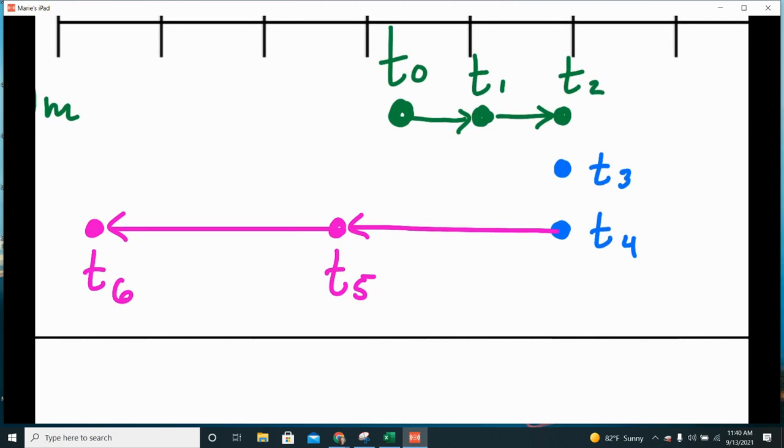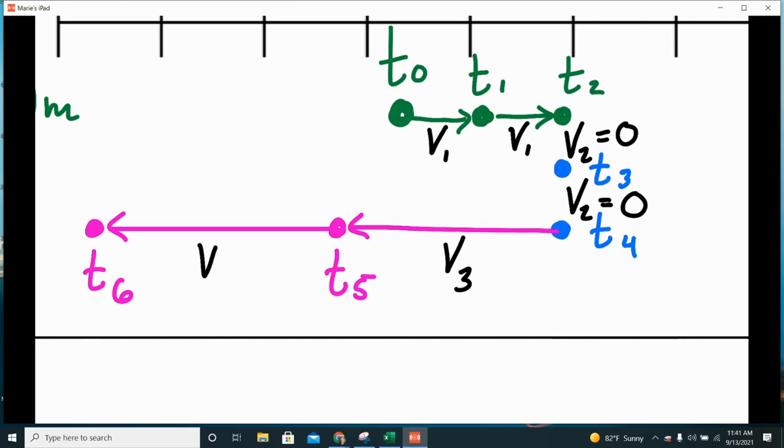Now, if you notice, I'm not the most perfect drawer. Okay, I can look at these arrows and I can say, well, I'm not really sure if this arrow is bigger or not. So what I'm going to do is I'm going to label it V1. And this one's the same, so it's also V1. Over here where it stopped, I'm going to say V2 equals 0. So I'm not just labeling that it's V2, but I'm telling you that that velocity is 0. And then when I go backwards, these are both V3.